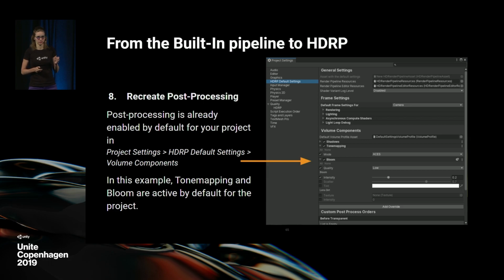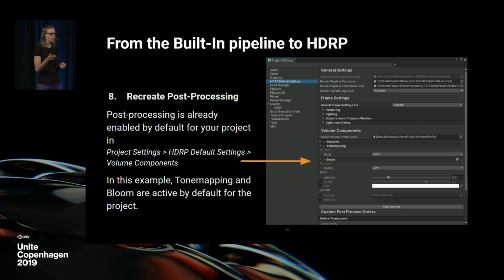But before we forget, we did remove the post-processing stack from the project. And what you need to know is now post-processing is a complete part of HDRP. What it means also is that you have default settings enabled for the project. So if you go back to project settings, you're going to now see a new menu, which is called HDRP default settings. In this menu, you're going to see the default post-processing for the project. In this case, tone mapping and bloom. You could disable them, or you can leave them as is.